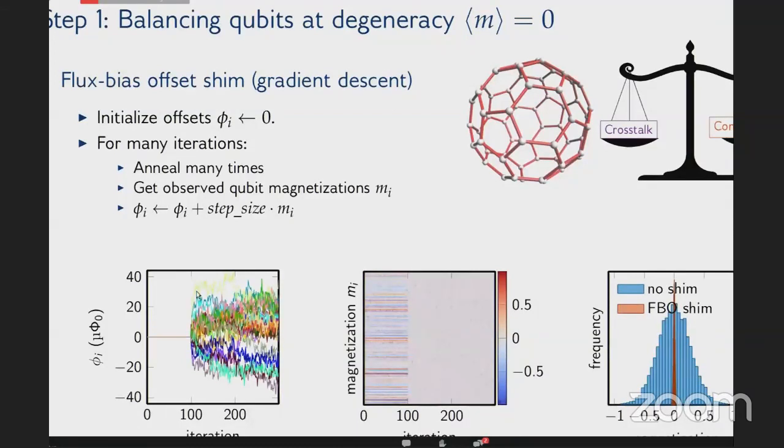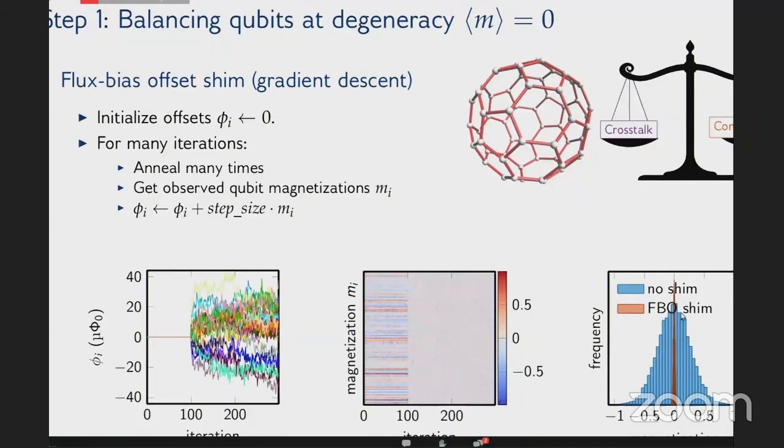And very quickly, we see these flux bias offsets jump away from 0. This is in microphi naught. And almost immediately, you see the systematic magnetizations that you saw in the first 100 iterations essentially disappear, and they're reduced to statistical noise or flux noise. So if you look at just 20 iterations here and 20 iterations here, so with and without the flux bias offset shim, you can see the histogram.